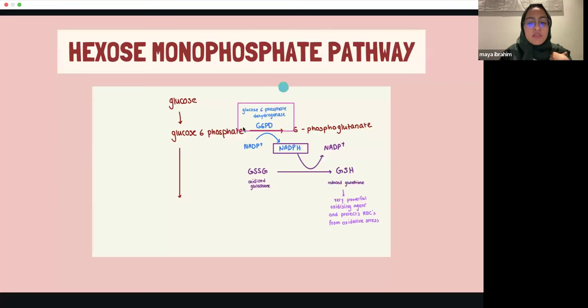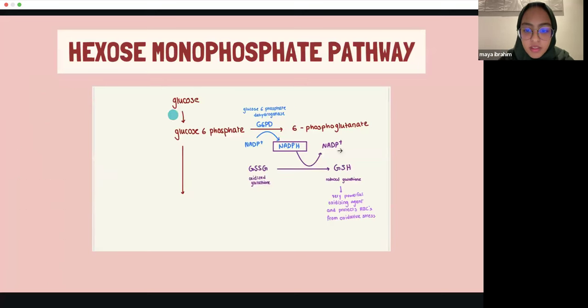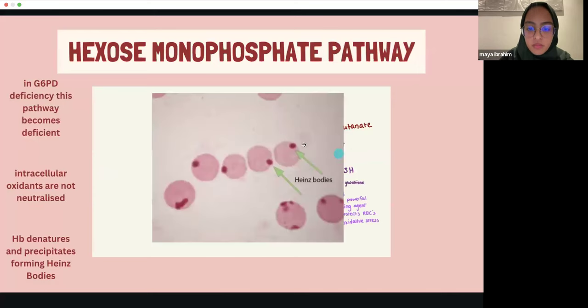Now, when this enzyme is deficient, that means this pathway is deficient. We can't produce NADPH, and it can't reduce oxidized glutathione to reduced glutathione. So we can't neutralize the intracellular oxidants, which are the reactive oxygen species. Therefore, the hemoglobin in RBCs denatures and precipitates and forms something called Heinz bodies. These are Heinz bodies. Let me show you. As you can see, the hemoglobin denatured and precipitated because we couldn't produce glutathione. And because we couldn't produce it, we couldn't protect our RBCs from the oxidative stress.